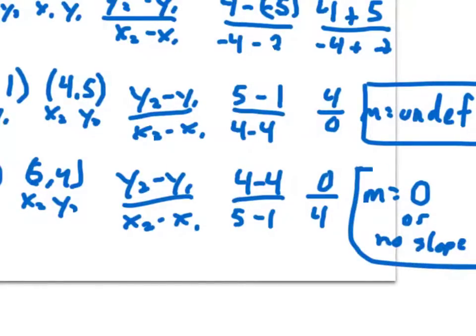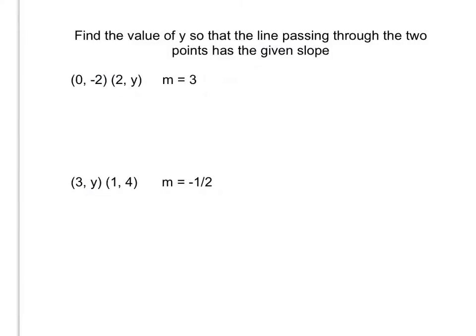Okay, either way. When there's 0 on top, the slope is either 0 or no slope. Those mean the same thing. Alright, and let's go on to one more example. Now these are probably the toughest examples that you'll have on this assignment for slope. So make sure that you really understand these. If you don't, ask questions.